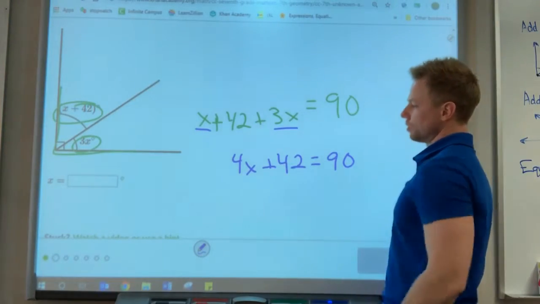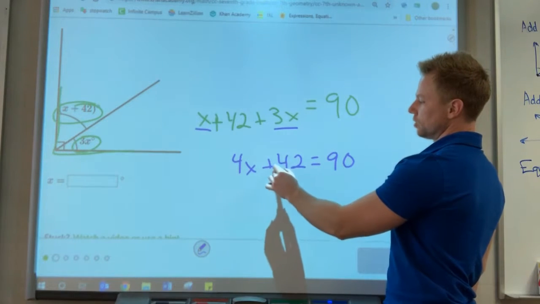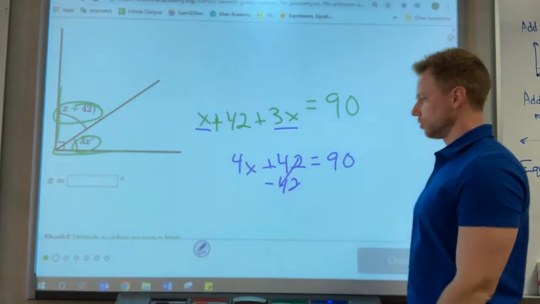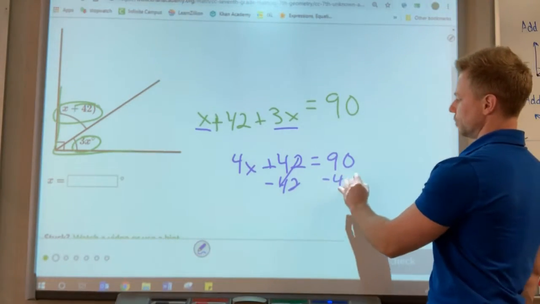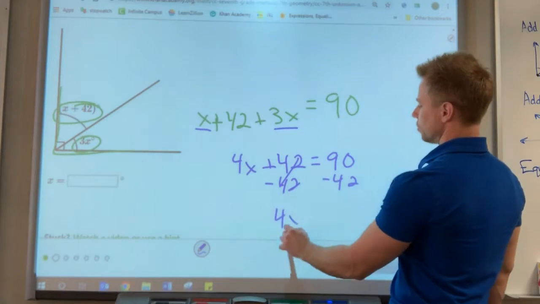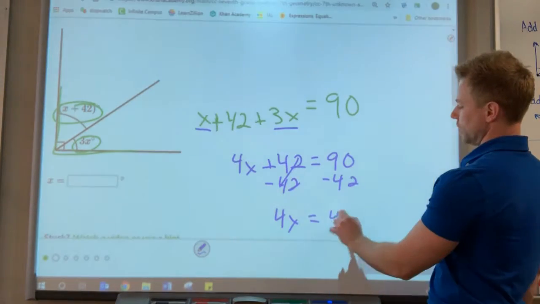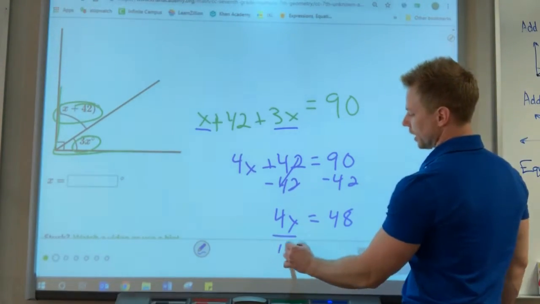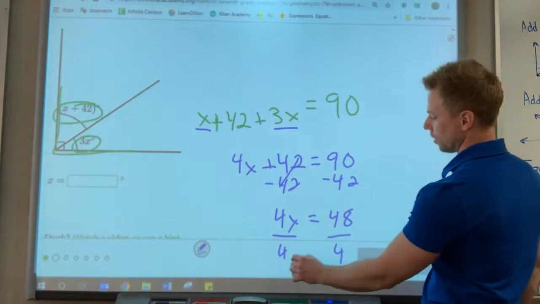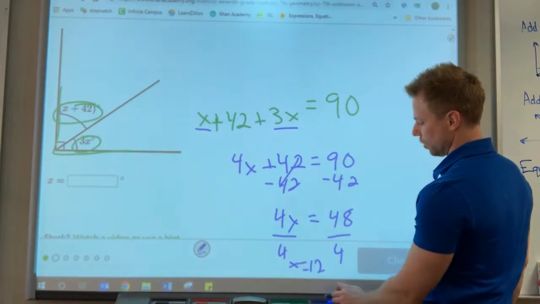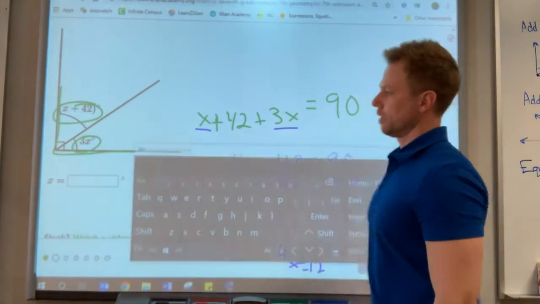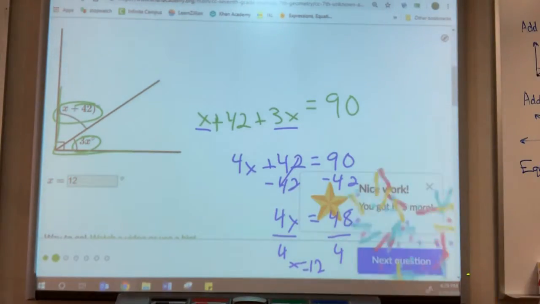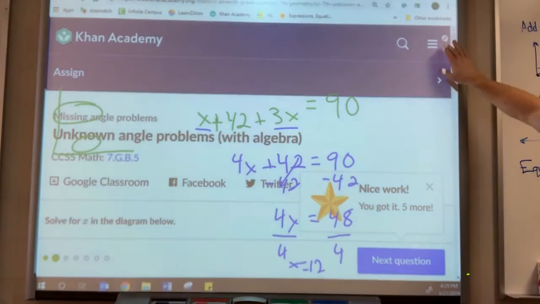And then we will just solve for x. We need to get rid of the 42. Since it's a positive 42, we're adding 42. We need to do the opposite by subtracting 42. What you do to one side, we need to do to the other side. So 4x equals 48. And then we're going to divide by 4 to get x by itself. Divide by 4, and x equals 12. All right. So once we set up our equation, we just solve for x, and we're good to go.